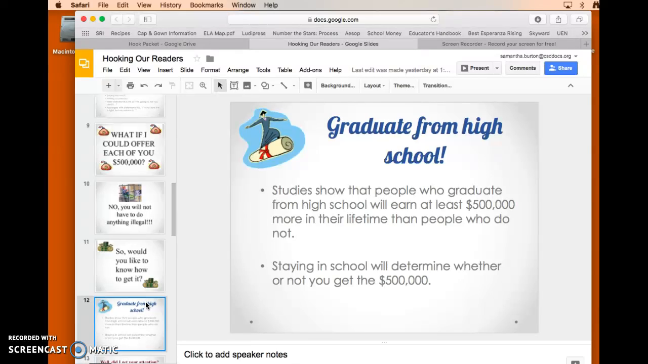Graduate high school. That's right, ladies and gentlemen. Studies show that people who graduate from high school will earn at least $500,000 more in their lifetime than a person who does not. Staying in school is going to determine whether or not you get that $500,000. Now, I'm not personally going to give it to you. You're going to earn it yourself.